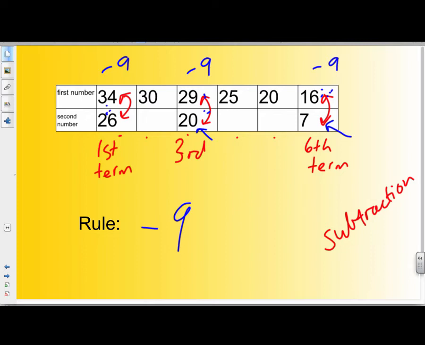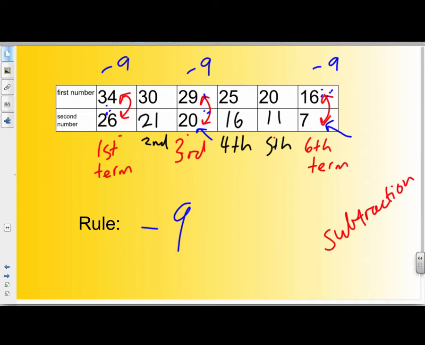Okay, hope you're back. For your second term here, you should have had 21, because 30 take away 9 is 21. For your fourth term, you should have had 25 take away 9, which is 16. For your fifth term, you should have had 20 take away 9, which is 11. Done! Good. Let's have a look at another one.